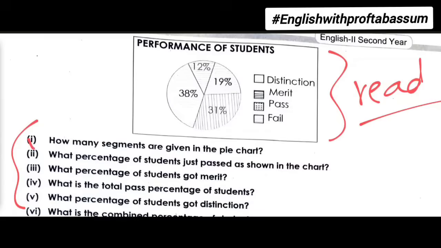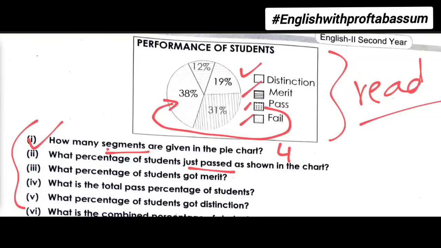First one, how many segments are given in the pie chart? So distinction, merit, pass, fail. Total 4 are there. So answer is 4 segments. Next one, what percentage of students just passed as shown in the chart? So pass percentage is 38 as shown in this chart, 38%. Next question, what percentage of students got merit? So the merit percentage is given as 31. So the answer is 31%.